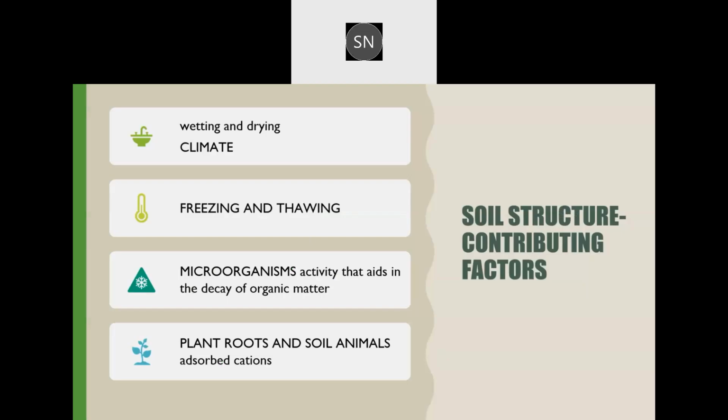Next, soil structure contributing factors. What are the factors that affect the formation of soil structure? It may be due to climate, freezing and thawing. Thawing means ice becomes liquid. And then sometimes we call it de-thawing, that means it will become ice again. Microorganism activities as well as plant roots and soil animals absorbing cations. These are contributing factors for the formation of the different soil structures.